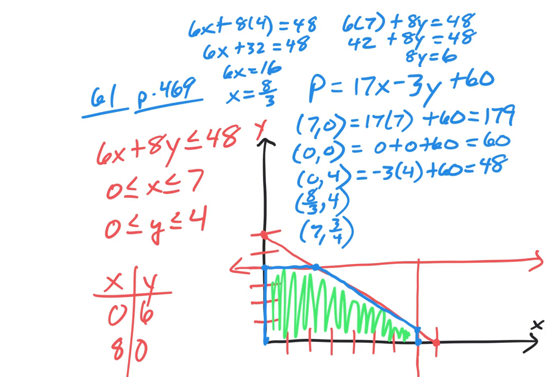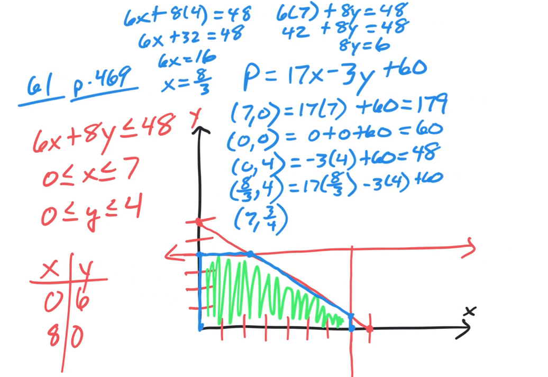These two are the ones that are a little bit more work because you got an x and a y. So we're going to go 17 times 8/3 minus 3 times 4 plus 60. And then same thing here, 17 times 7 minus 3 times 3/4 plus 60. So we're just plugging all 4 of those ordered pairs into that function. And this one, you should be able to just plug it right into your calculator just like that. Use parentheses.